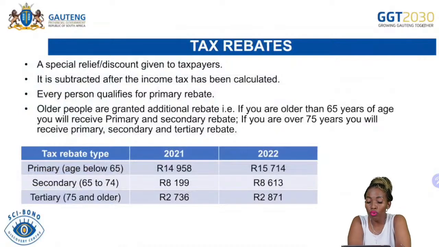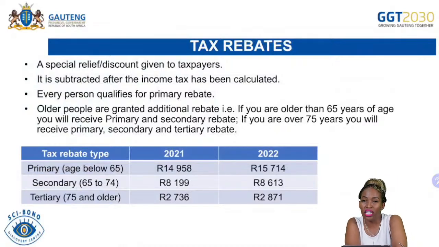And then we have what we call a tax rebate. I normally like to say to learners that a tax rebate is a special discount that is given to all the tax payers. It's a special discount, or rather an additional discount. So it is subtracted after the income tax has been calculated. You don't subtract the rebates first and then calculate tax. No, you calculate tax, and then after calculating tax, that is when you can subtract the rebates.